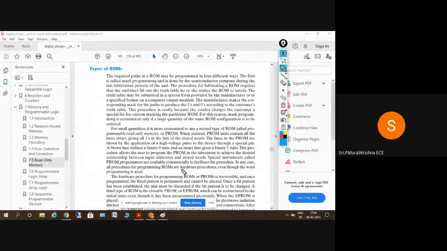Even though I call it programmable, these are hardware procedures. I'm not writing any program here, just performing the blowing of fuses or keeping them intact in a specific manner. That is why it is called programming. The meaning of this is that I'm using a specific pattern here. What is that pattern? Your truth table. So this truth table is implemented in a hardware manner on your PROM, and that's why it is called programming. So these are the hardware procedures we are using here. Getting my point here?